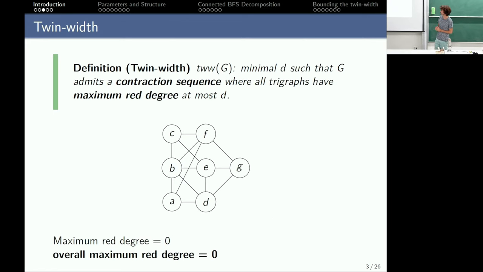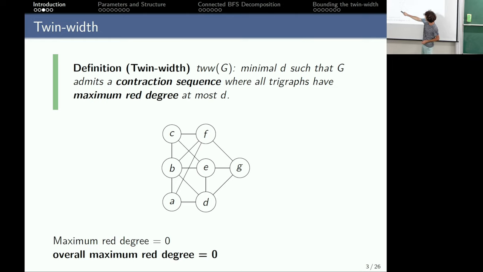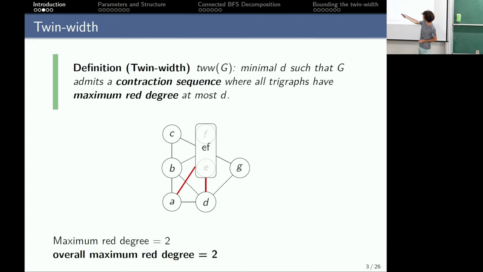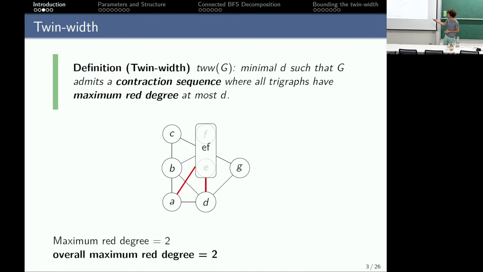So, having defined the contraction between two vertices in a trigraph, we define a contraction sequence for any graph G as a sequence of repeated contractions between two vertices, such that you end in just one vertex at the end. Here we can start by contracting E and F. E is not adjacent to A, for example, and F is not adjacent to D. So we'll have in the contraction at least those two red edges. That means my vertices in EF do not have the same relation to A and D.